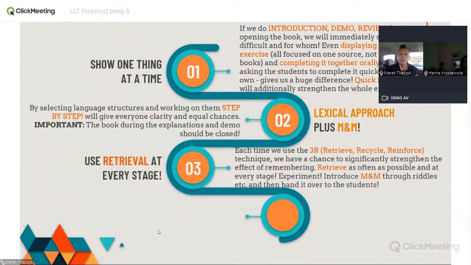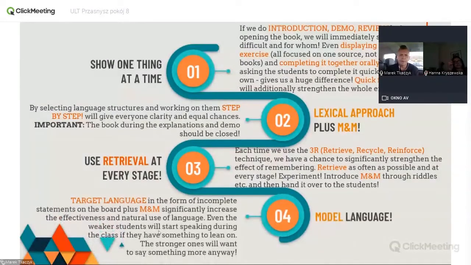Retrieval at every stage. If you ever take part in any of my training sessions, you will see that I always underline and highlight the fact that it's possible to use retrieval all the time throughout your class, and it's worth experimenting and trying different ways of doing it, because it's a very simple, very powerful tool. And I just can't imagine my classes without it now.